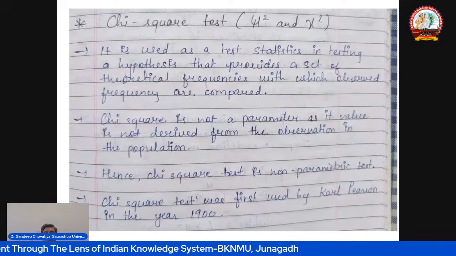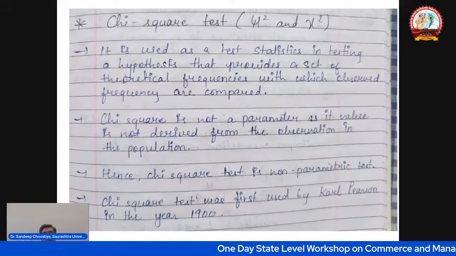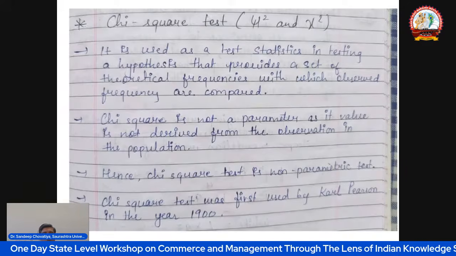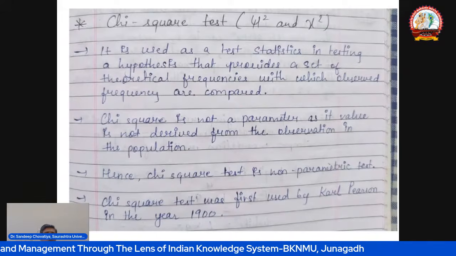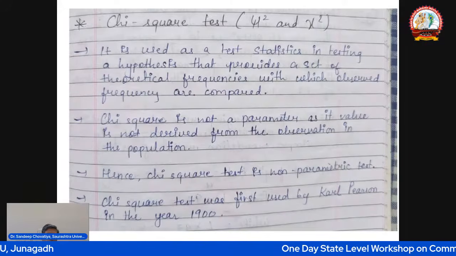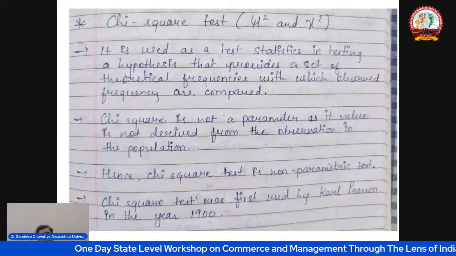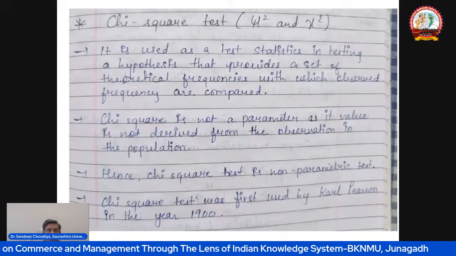so it is useful as a test statistic into the testing the hypothesis that produce the set of the theoretical frequency with which observed frequency are compared. chi-square which is a not જોયું ને chi-square કેવી છે ભાઈ not a parametric test, okay, as its value is not derived from the observation into the population. જે population નું observation છે એનાથી આપણે derive કરતા નથી એટલા માટે એ કેવું છે ભાઈ નોન પેરામેટ્રિક ટેસ્ટ છે. hence chi-square test which is a non parametric test.